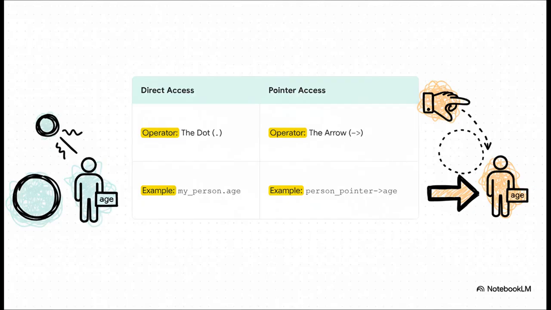And this right here, this lays out the core difference perfectly. On the left, you have the object itself, so you use the dot. Simple. On the right, you only have a pointer to the object, so you have to use the arrow. Look, myperson.age and personpointer->age, they both get you to the same place, but they signal two totally different ways of getting there. Understanding this distinction is absolutely crucial.